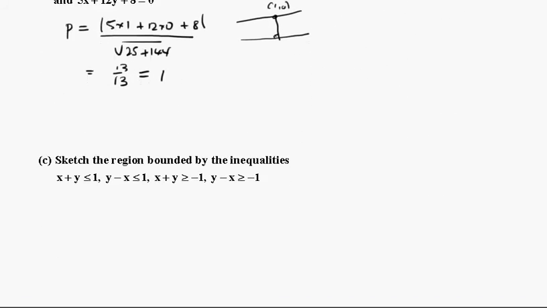Okay, and finally, we have to sketch the region bounded by the inequalities. x plus y is less than or equal to 1, y minus x is less than or equal to 1, x plus y is greater than or equal to minus 1, and y minus x is greater than or equal to minus 1. Okay, let's draw a couple of axes up here.